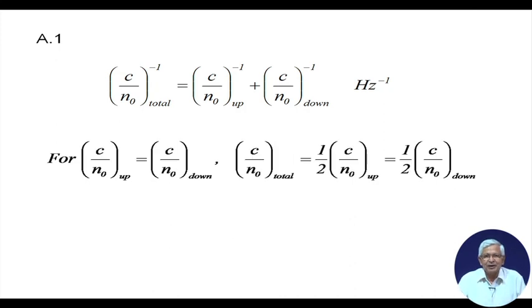For C by n naught up equal to C by n naught down, that is the condition given. So, you replace one of them, either up, or in case of down you put C by n naught up. So, it will become half of C by n naught up, or the other way, half of C by n naught down. So, C by n naught total will be half of any one of the individual. So, it will be lower. So, appropriate option will be A.